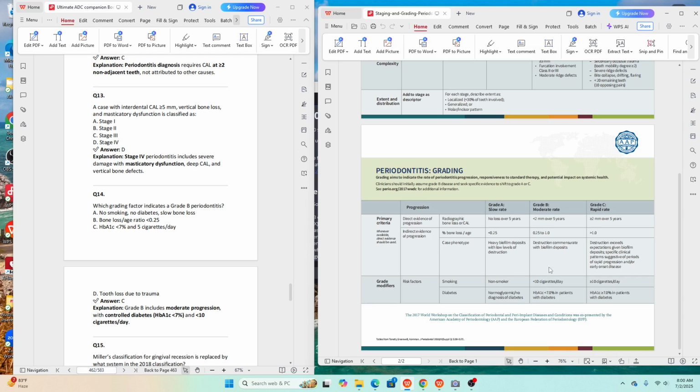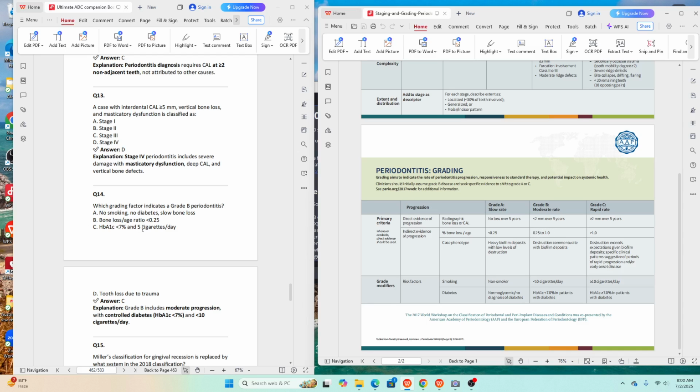Do we see here no smoking? No, that is not there. No smoking is a grade A and they are asking about grade B. So option A is wrong. Bone loss to age ratio is less than 0.25%. Now that is also a criteria of grade A. In grade B it is 0.25 to 1%.